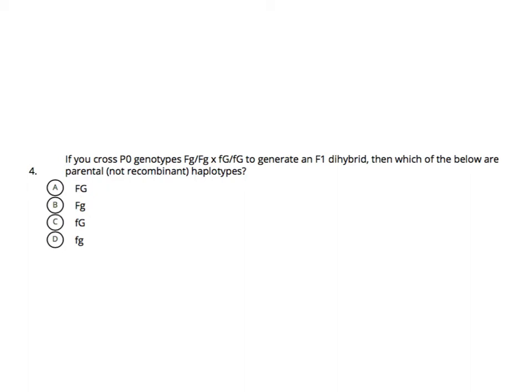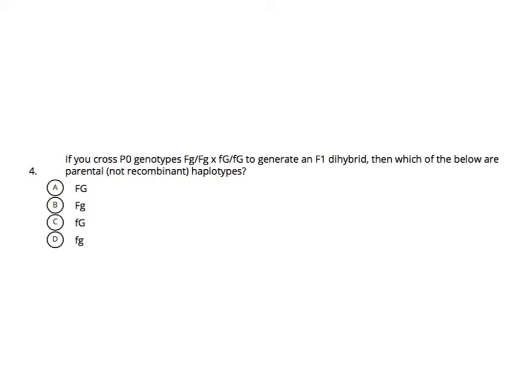Ooh, this is an important one. If you cross 2 P0 genotypes, which ones are the parental and which ones are the recombinant haplotypes? Of course, this is critical because we need to find recombinant haplotypes. Why? What are we going to calculate once we figure out the recombinant haplotypes? So why do we care about measuring recombination? Trying to find linkage. So you tell how far apart genes are on a chromosome, or if they're on separate chromosomes, by calculating how many recombinant haplotypes there are.